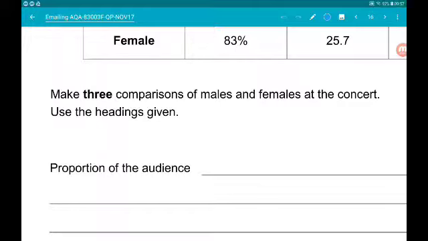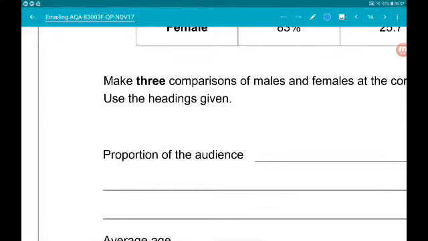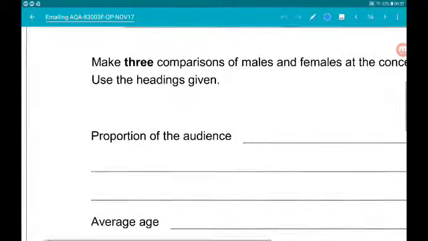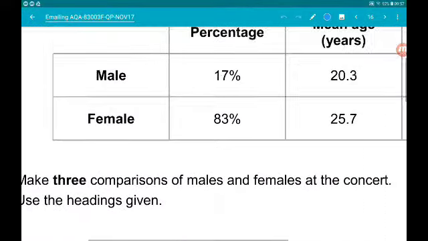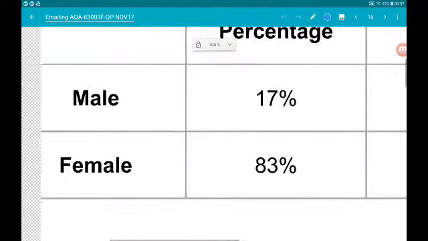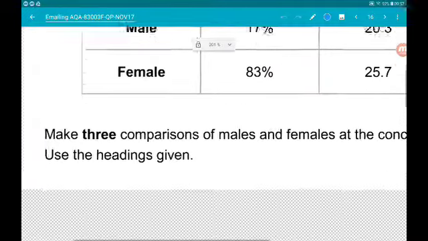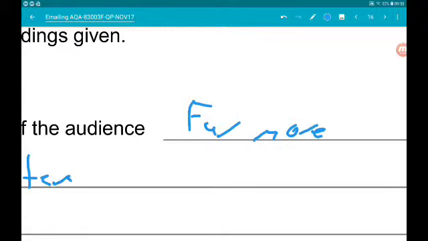Make 3 comparisons of males and females at the concert. Use the headings given. Okay, so first up, the proportion of the audience. So, we can see there were far more females than males. So we should say far more females than males.